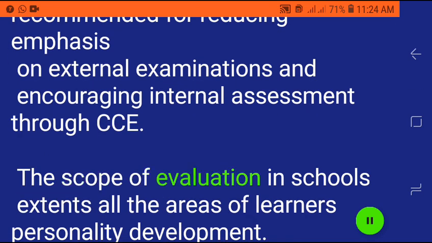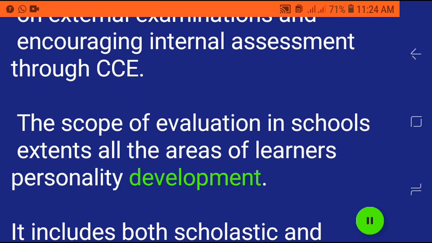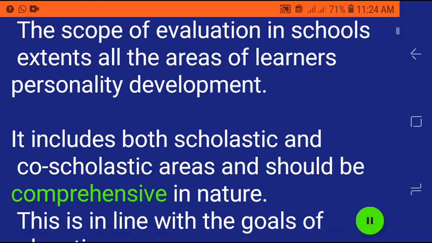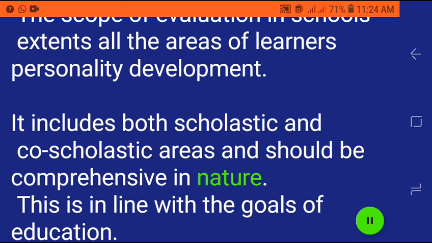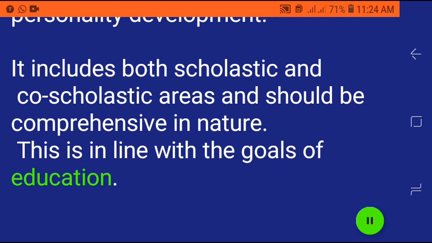The scope of evaluation in schools extends to all the areas of learners' personality development. It includes both scholastic and co-scholastic areas and should be comprehensive in nature. This is in line with the goals of education.